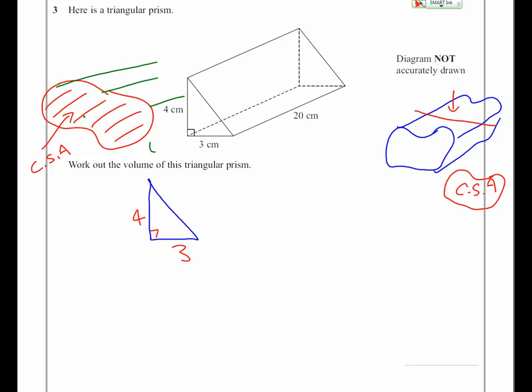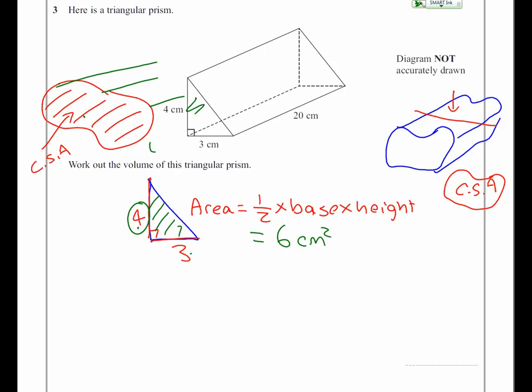Okay, so the vertical height is 4. We're showing that by the 90-degree angle. So the area of a triangle is a half times base times height. Okay, it doesn't matter which way around you times these three things. I would actually do the half times 4 gives you 2, times 3 gives you 6. Or you could do 4 times 3 is 12, divided by 2 gives you 6. Same thing. So we found this CSA.